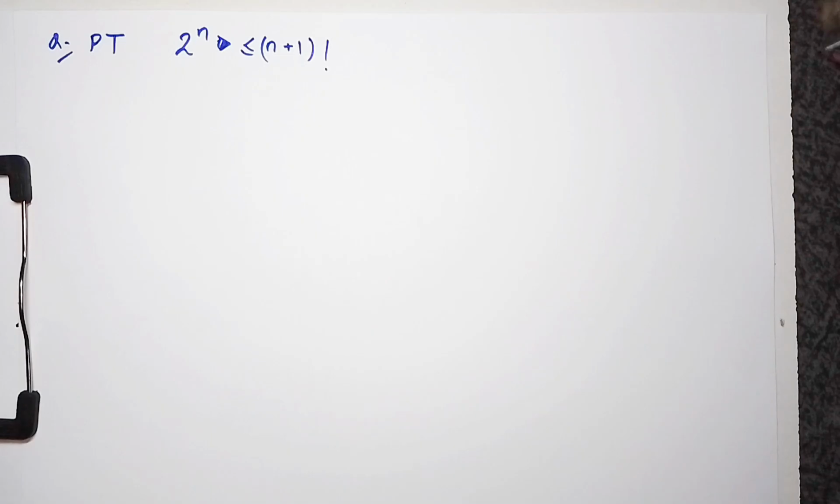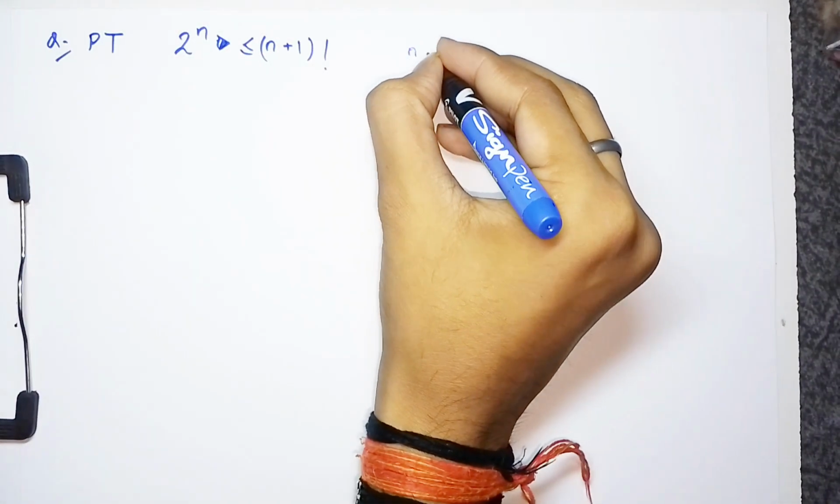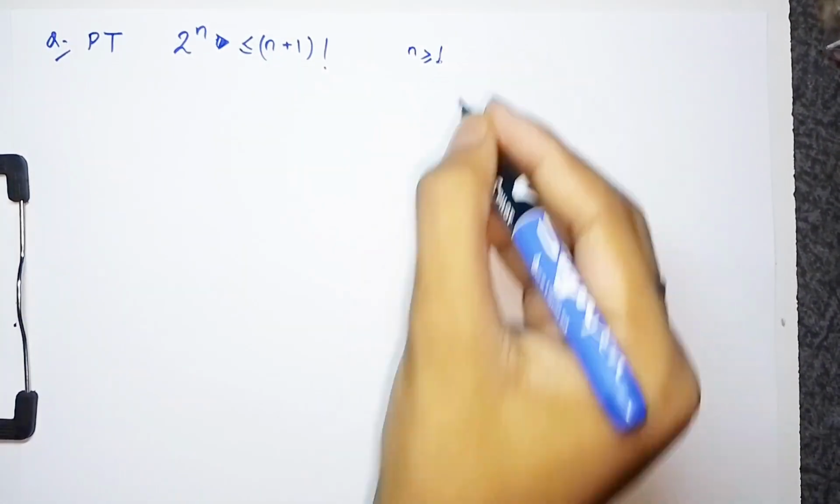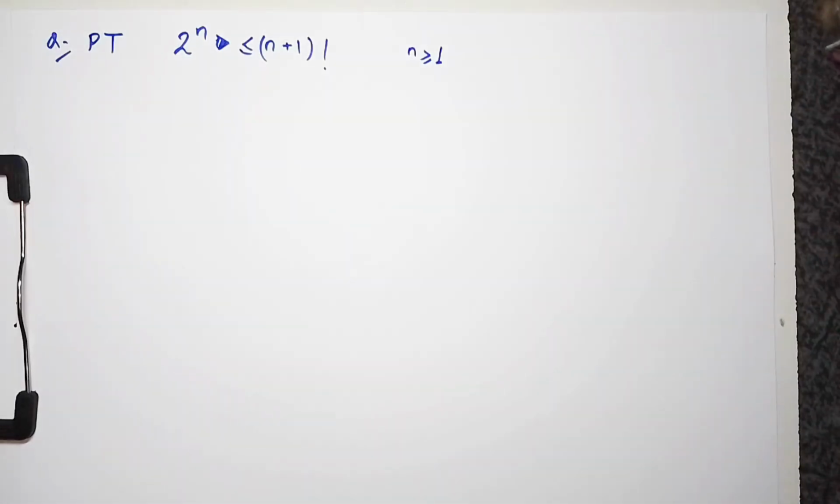Now let me give you some hint. As it says that 2 to the power n should be smaller than or equal to (n plus 1) factorial for all n greater than or equal to 1, so basically for all the natural numbers, what would you do? Firstly, you should see whether it is true for n equal to 1 or not. So I hope that you all have checked it.